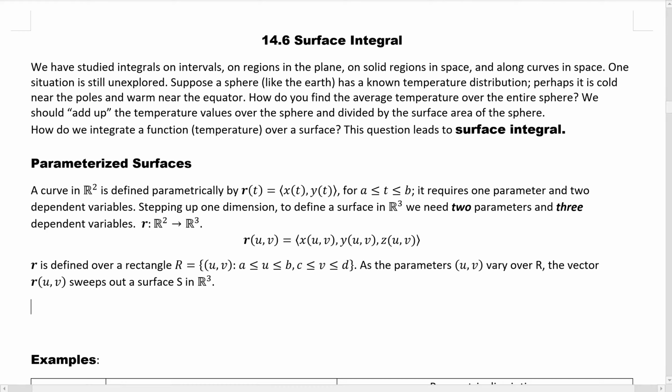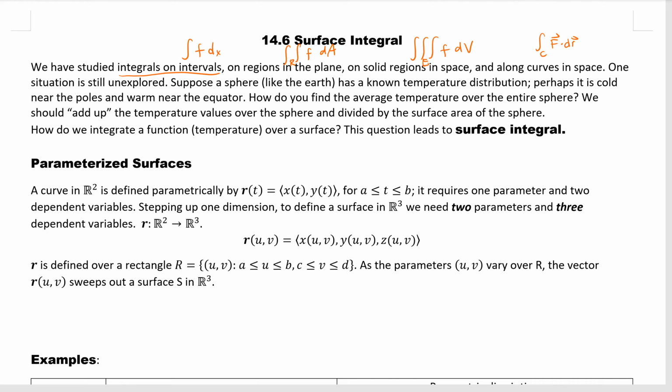Well, in Cal 1, an integral on an interval is a single integral, right? On a region in the plane, it's a double integral over the region. For solid regions in space, that's the triple integral. And along curves in space, that's the line integral. Okay, so we're still missing one situation.